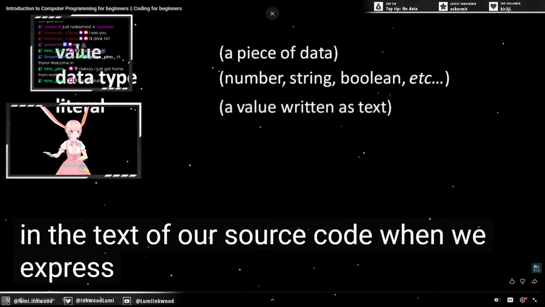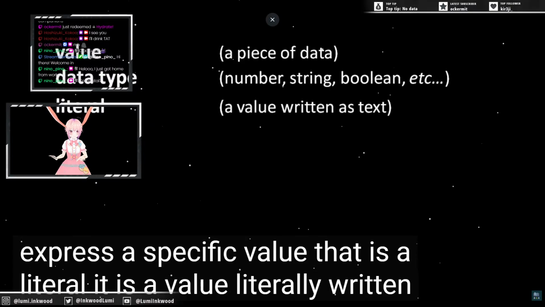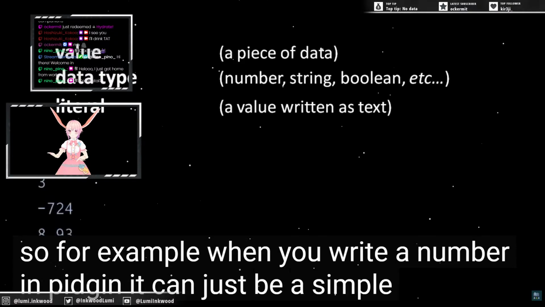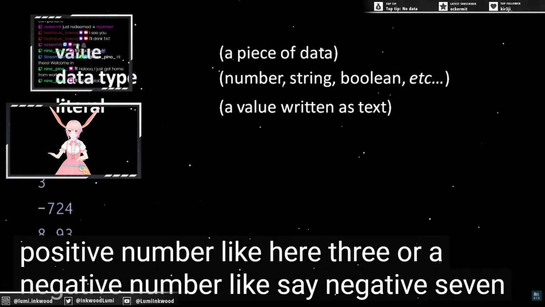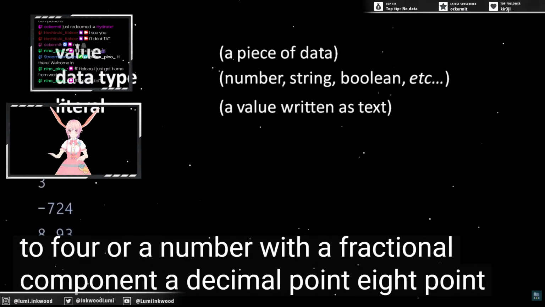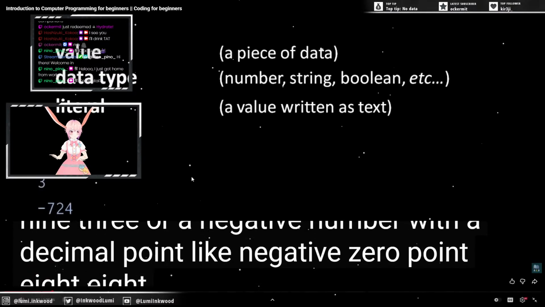In the text of our source code, when we express a specific value, that is a literal. It is a value literally written in text. So for example, when you write a number in Pigeon, it can just be a simple positive number, like here 3, or a negative number, like say negative 724, or a number with a fractional component, a decimal point, 8.93, or a negative number with a decimal point, like negative 0.888881.